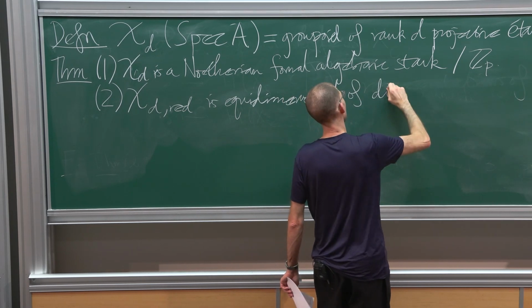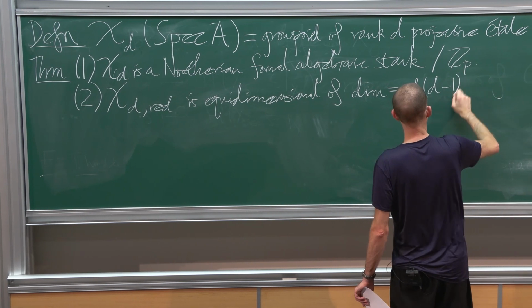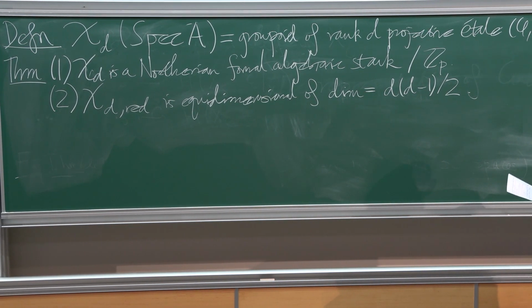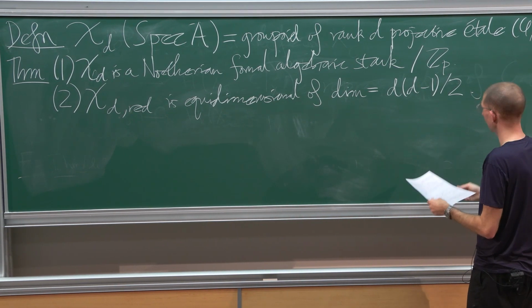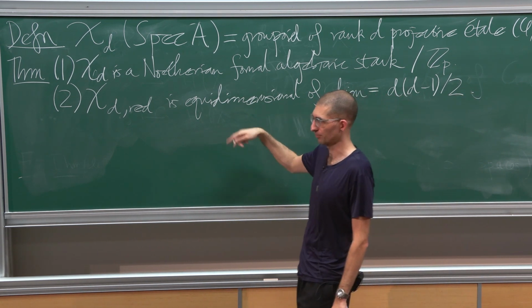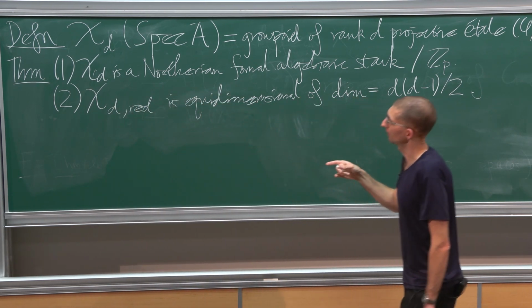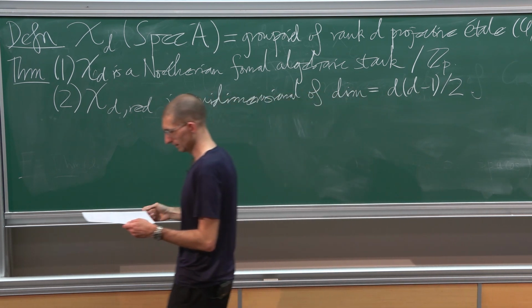Of dimension equal to d times (d minus 1) over 2. So this is the dimension of some G mod B, some flag variety. And furthermore, there's an explicit enumeration of the components and a description of them in terms of the representation theory of GL_d of F_p, which will maybe come up a bit in the GL_2 case in Matt's talks.